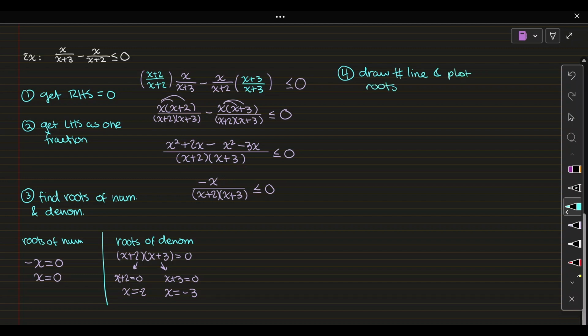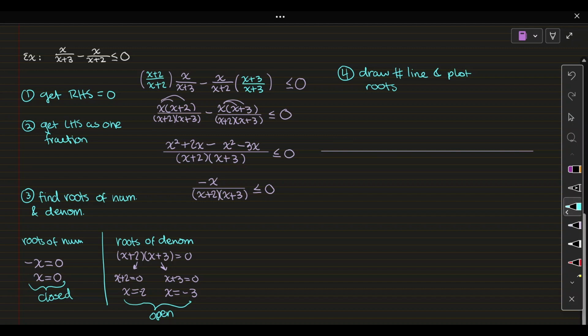And remember, roots of the denominator are open. And in this case, we have less than or equal to. So this root of the numerator is going to be closed, right? We use the regular rules. So let me go ahead and draw my number line here.